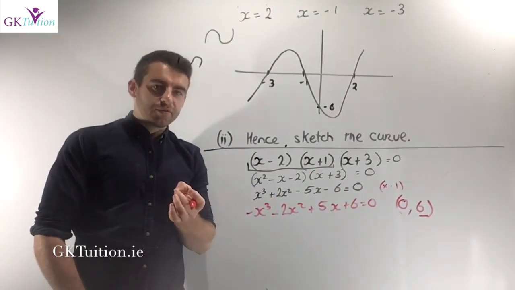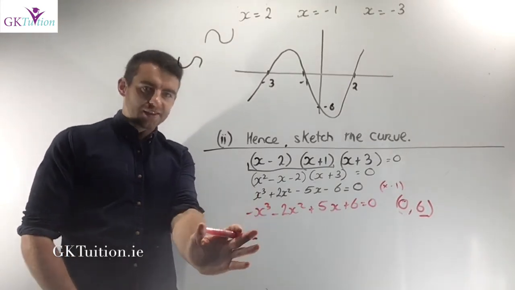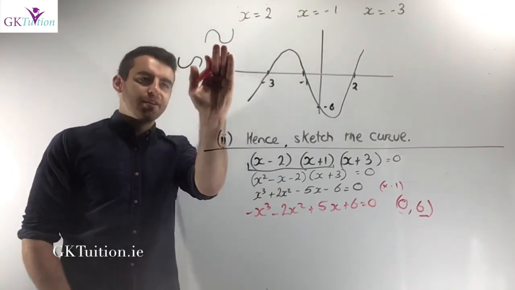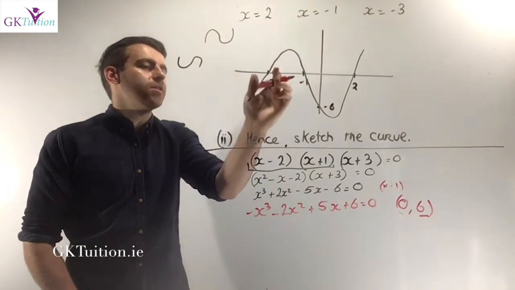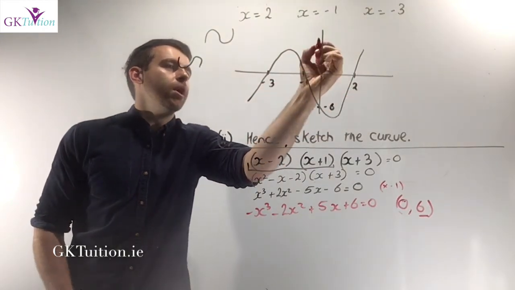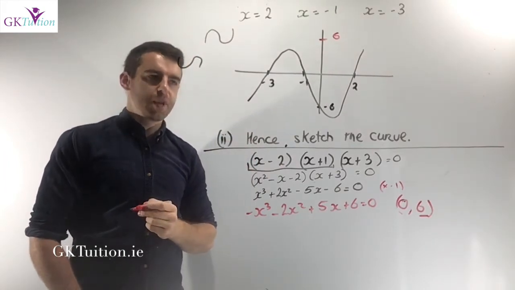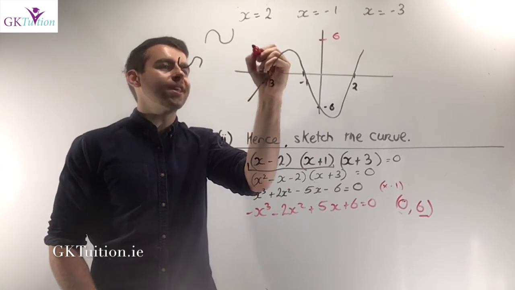And the sketch would have been slightly different as well. I want you to realise that this is a minus x cubed. A minus x cubed is this shape rather than this shape. But I'm dealing with the same roots. It still crosses at minus 3, minus 1 and 2. The difference is it crosses the y-axis up here at 6. So in this case, if I was trying to sketch my curve, I would try and sketch this shape.